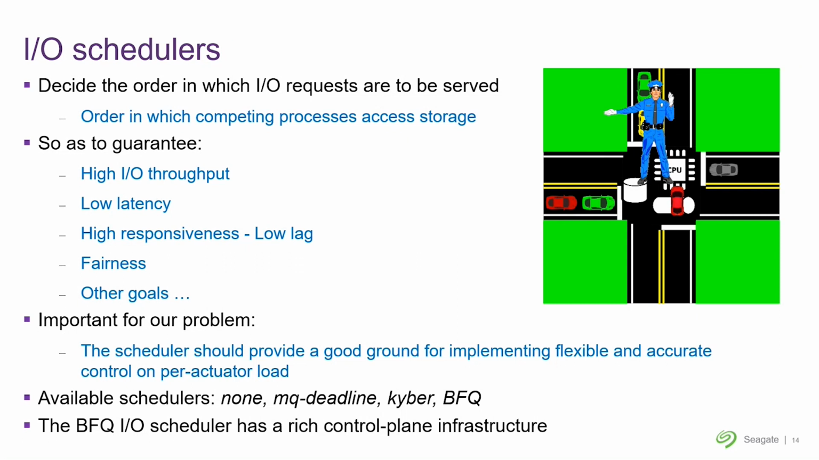What does an IO scheduler do? Well, an IO scheduler decides the order in which IO requests are to be served. So it is really the arbitrator of who goes first, which is critically important for most scenarios. One great analogy, and I'm stealing the slide that Paulo uses, is a traffic cop at an intersection. And this is a really good analogy for the dual actuator problem. A traffic cop decides which cars go, and just like an IO scheduler, he has certain priorities. Top of mind is high IO throughput.